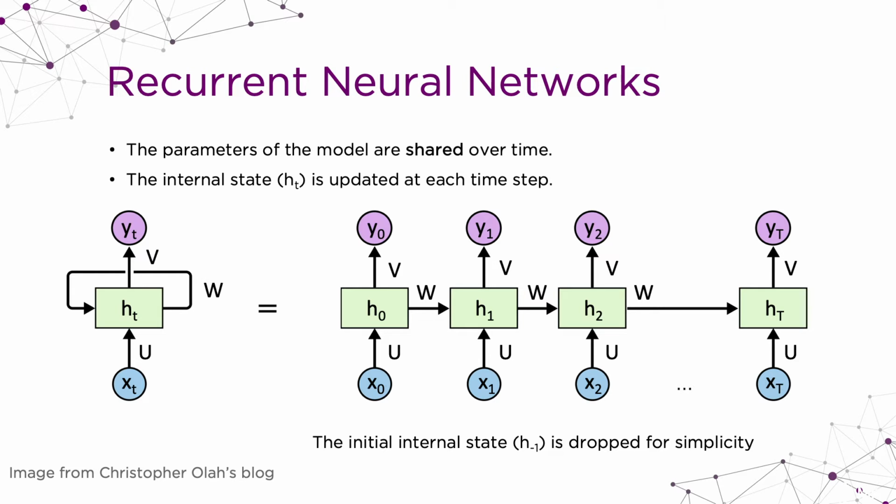Another point that was also important: the parameters of the RNN are shared over time. Here you see V, W, U, and if you look at the unfolded representation on the right, they are always the same parameters at every time step.